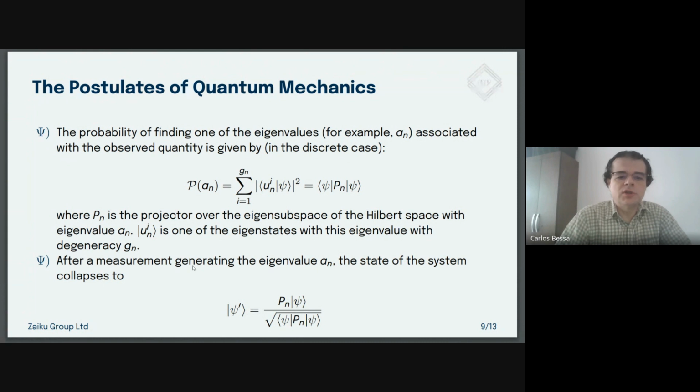After the measurement generated the eigenvalue An, the state of the system collapses to psi prime here, given by this expression like this. This term here is just to normalize.